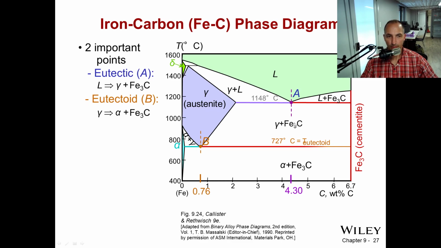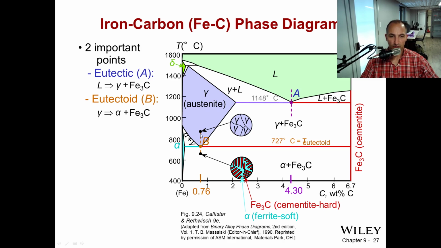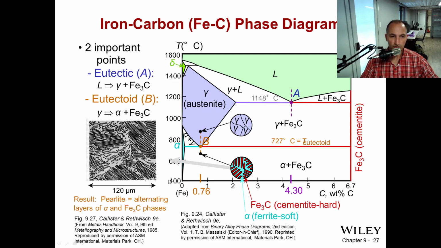And the eutectoid, solid going to two other solids, is gamma. We also call this austenite, by the way. You have austenite going to alpha plus iron carbide. Alpha is also called ferrite. In the iron carbon phase diagram, you have alpha plus iron carbide. That's the eutectoid. And because we're going through this horizontal line here, it's going to form that lamella. So anytime there's a eutectic or eutectoid, you're going to get the lamella structure, always. Okay? So that is what the microstructure will look like.